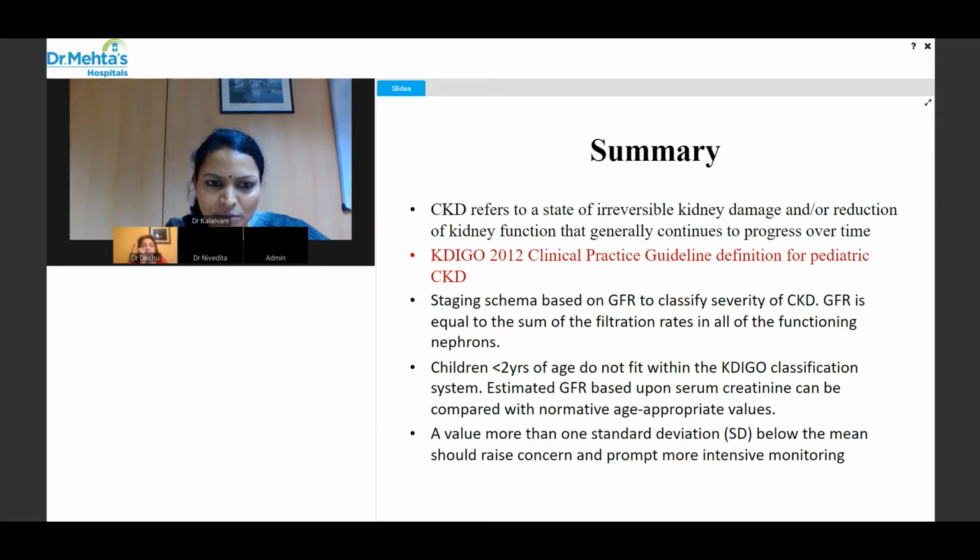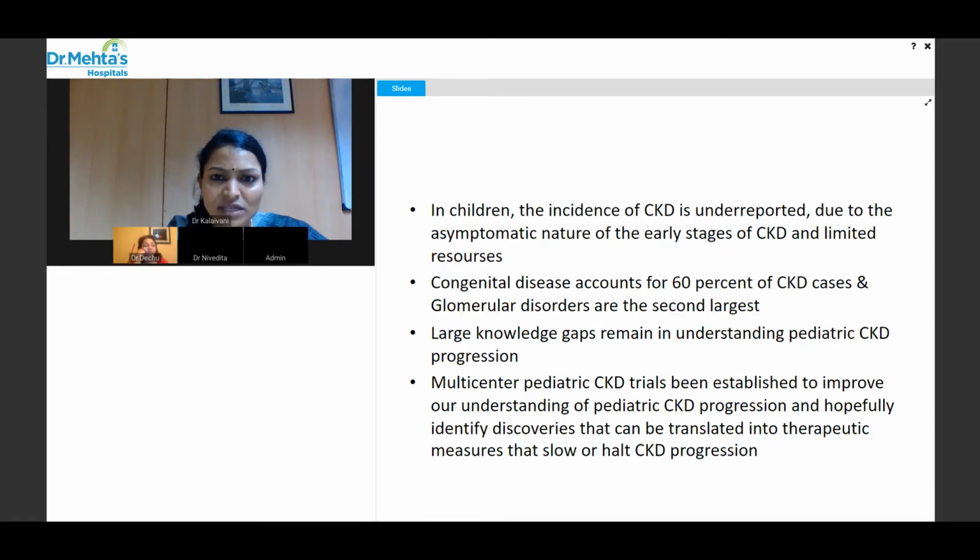In children, as already mentioned, for less than 2 years of age the above classification will not fit in. So you need to have an estimated GFR based upon the serum creatinine value compared with the normative age-appropriate values. A value more than one standard deviation below the mean should raise concern and prompt more intensive monitoring. In children, the incidence of CKD is always underreported due to the asymptomatic nature of the early stage of CKD and due to limited resources to screen them.